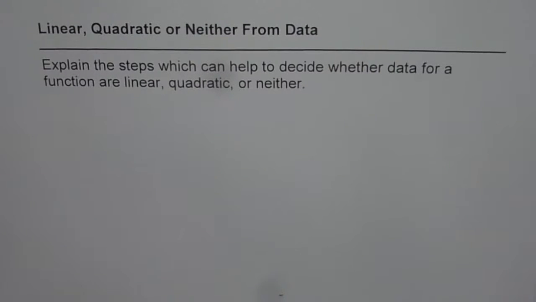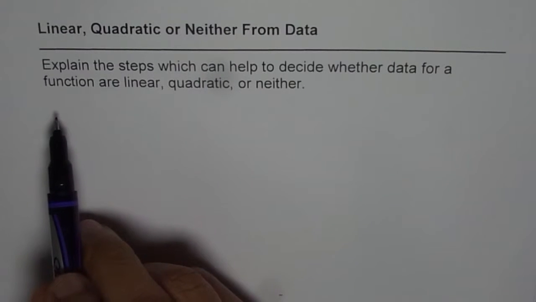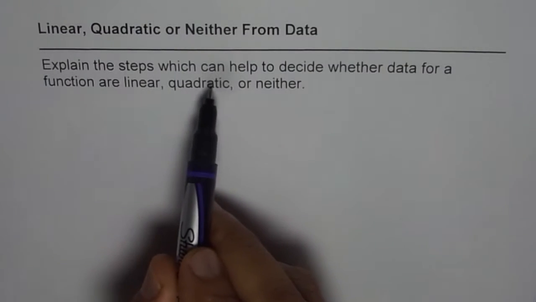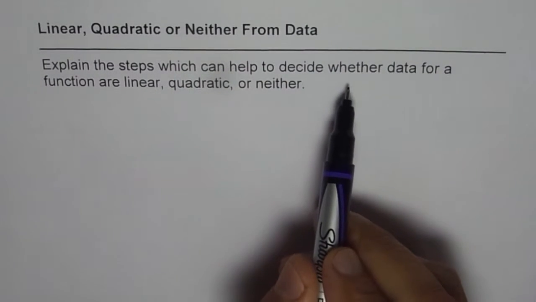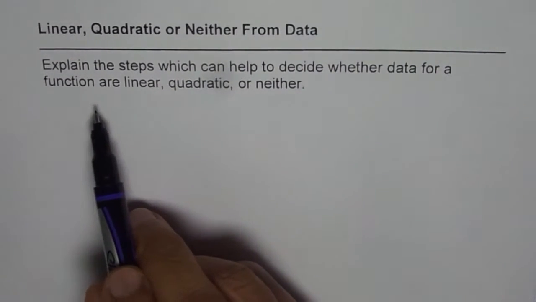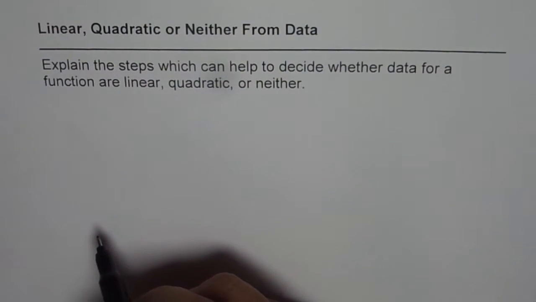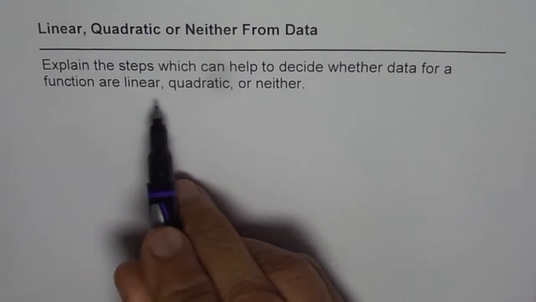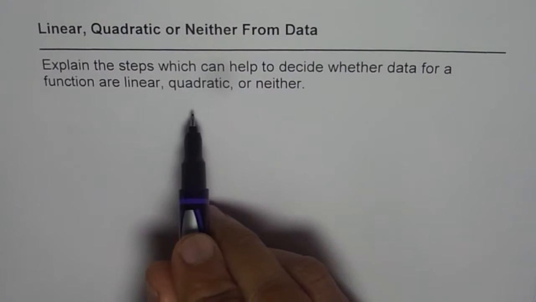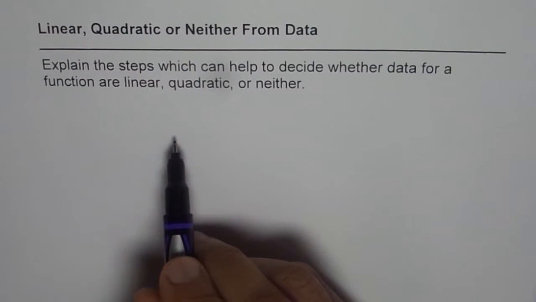I'm Anil Kumar, and now we will explore how to find whether the given data represents a linear, quadratic, or neither of these functions. The question here is: explain the steps which can help to decide whether data for a function are linear, quadratic, or neither. So we'll make a flowchart. We can decide based on finite difference.